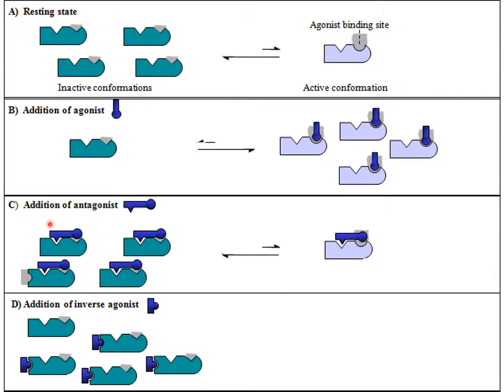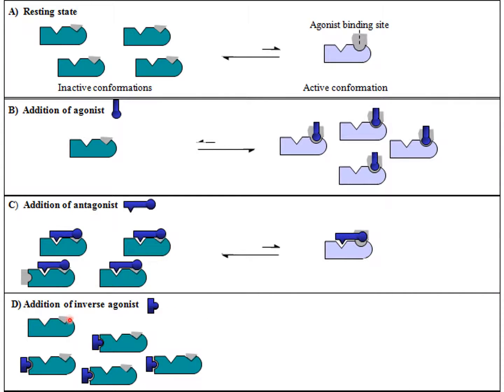And then, of course, if we try to add an endogenous ligand or an agonist, these antagonists are going to prevent the agonists or the endogenous ligands from binding. They're going to stop them from binding to the binding site, and then you will have again the same resting state.